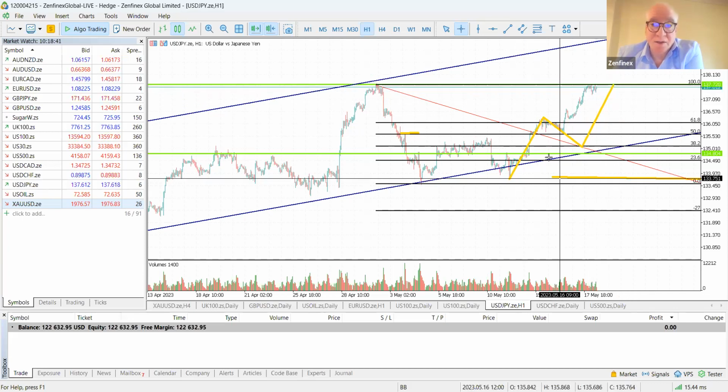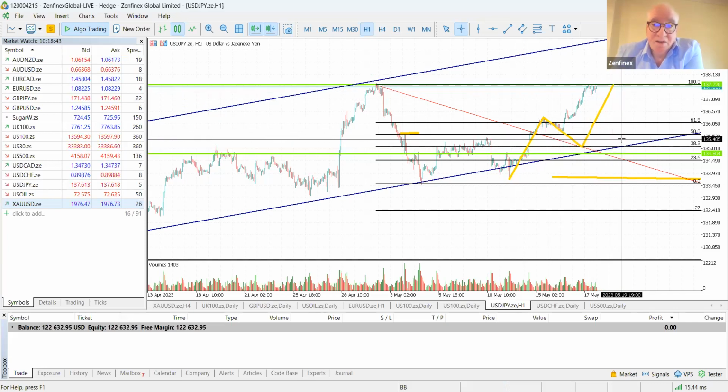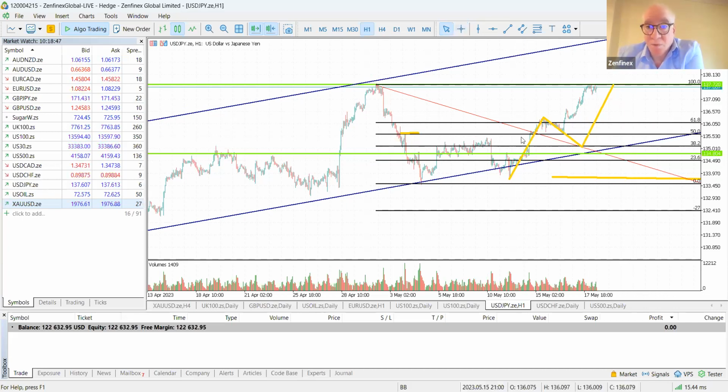So we drew these lines on Tuesday, and it's done it exactly, almost to the point. And it would have been a really nice trade if the gentleman who asked the question took that trade. So it's the power really of utilizing levels, support resistance levels, fib levels. And this is the main toolkit that I use every single day.